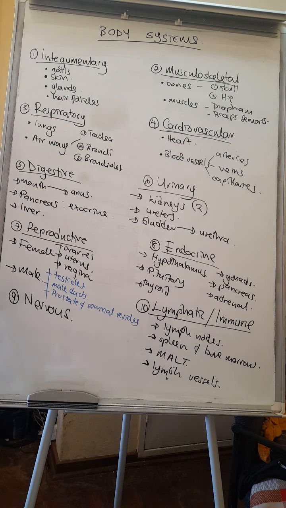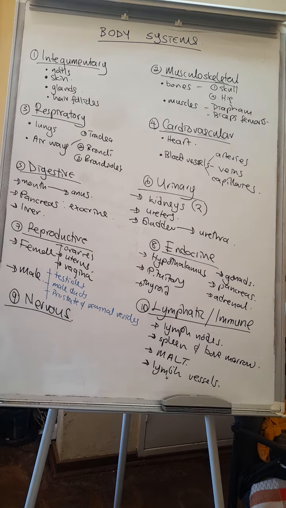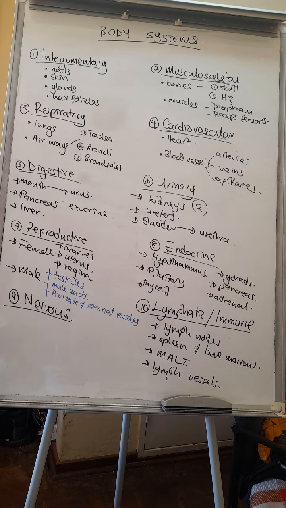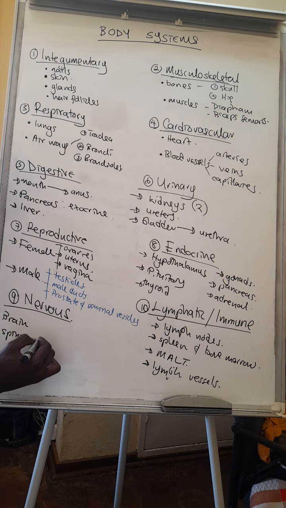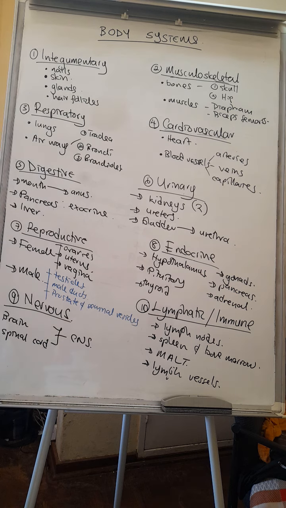And then lastly is the nervous system. I can say one of the very important, but also one of the most complicated. Here we broadly divide it into the brain and spinal cord. These two form the central nervous system. And then here we put the nerves.